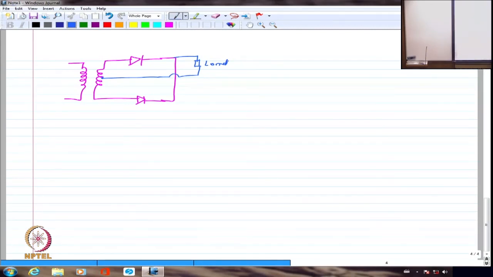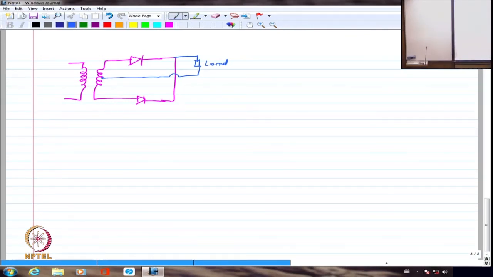A center tapped rectifier will generally have a transformer always associated with the rectifier circuit, and you will have only one diode conducting at a time. At a time you will not have more than one diode conducting. So which means this is going to have only 0.1 or 0.2 volts drop if I am talking about a Schottky diode. Whereas you must have definitely learnt about bridge rectifiers as well.